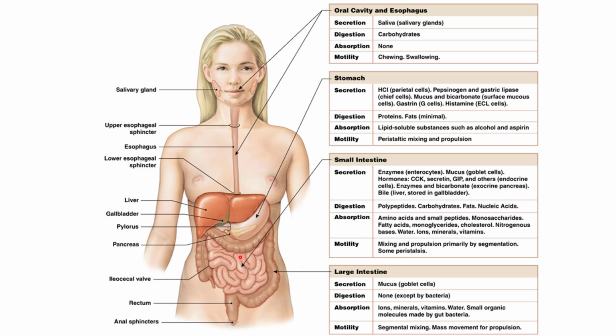Digestion, the small intestines is where almost all of our digestion occurs. Almost all the digestion and absorption occurs. So our polypeptides, our carbohydrates, our fats, our nucleic acids will be broken down in the small intestines, and they will be absorbed as well as amino acids, small peptides, monosaccharides, fatty acids, monoglycerides, cholesterol, our nitrogenous bases from our nucleic acids. Water gets absorbed, ions get absorbed, minerals get absorbed, and vitamins get absorbed.